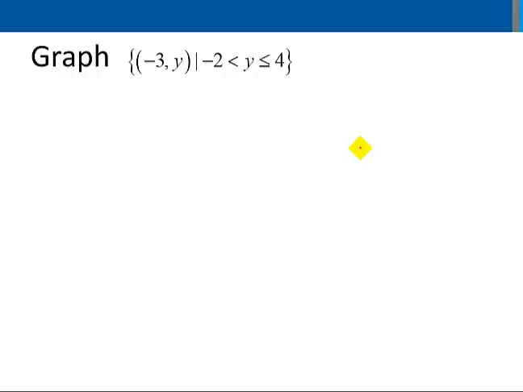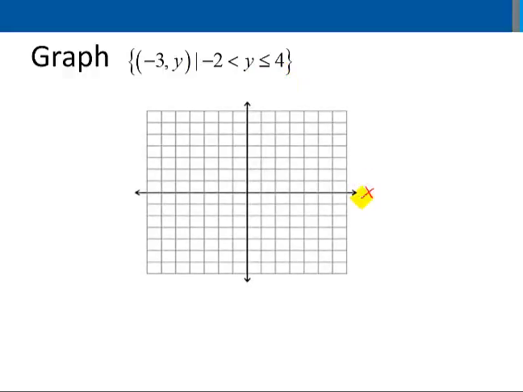Next, we will graph the set of ordered pairs (-3, y) such that -2 is less than y is less than or equal to 4. Again, I'll start by labeling the axes. The x coordinates for all points on this graph will be -3. What about the y coordinates? Y takes on values between -2 and 4.